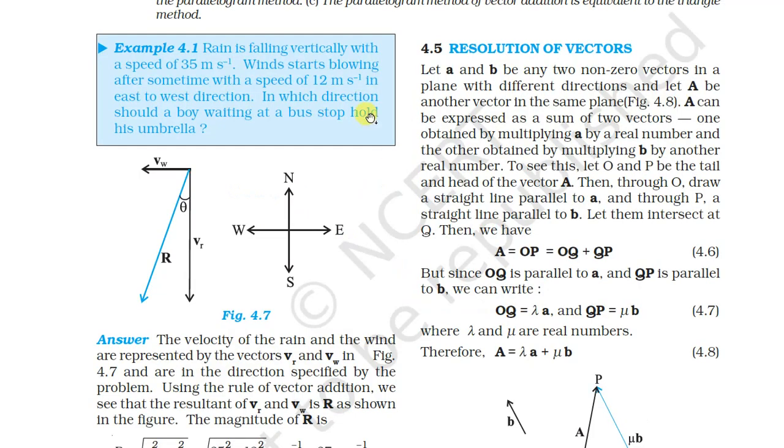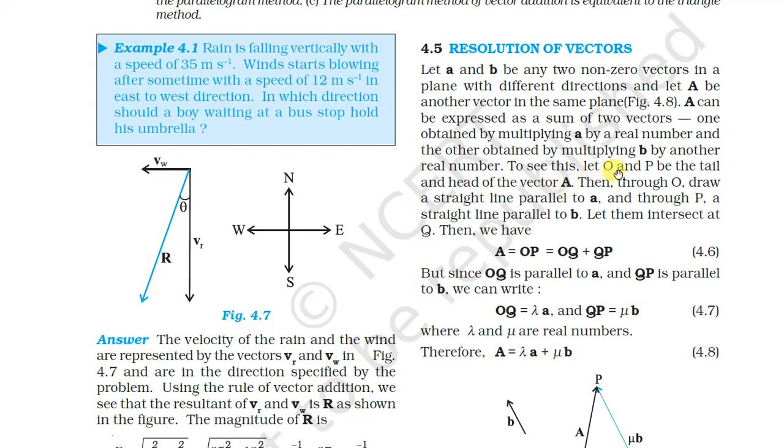Now see here, let a and b be any two non-zero vectors in a plane with different directions. Let A and B be another vector in the same plane. A can be expressed as the sum of two vectors, one obtained by multiplying a by a real number and the other obtained by multiplying b by another real number.